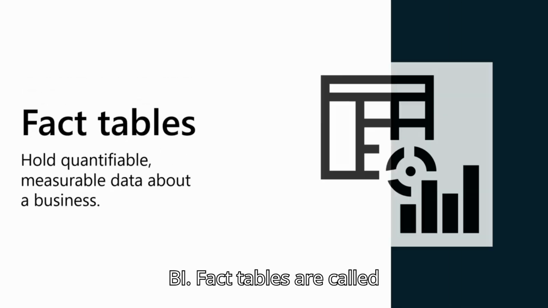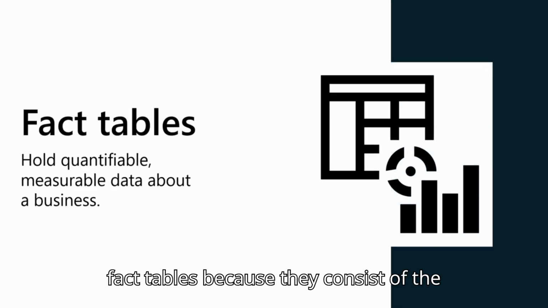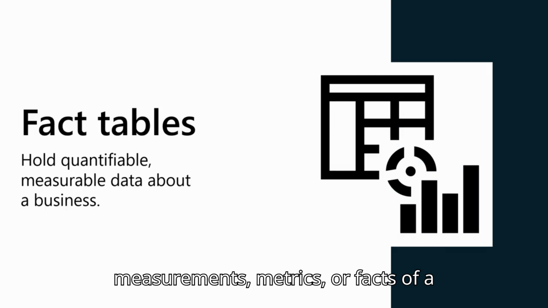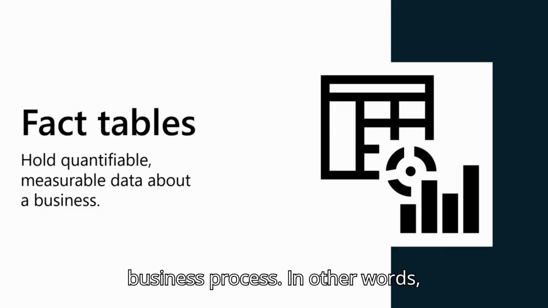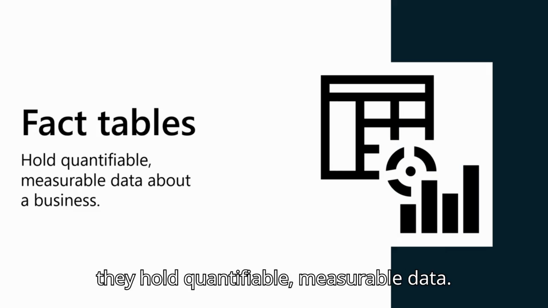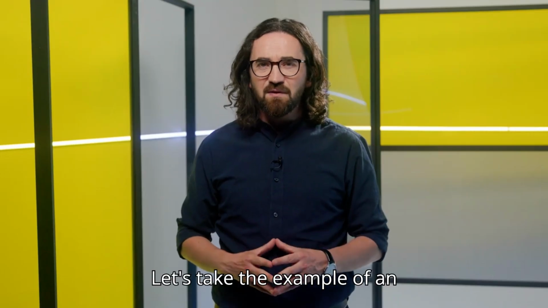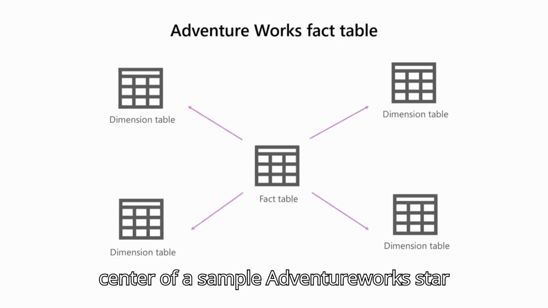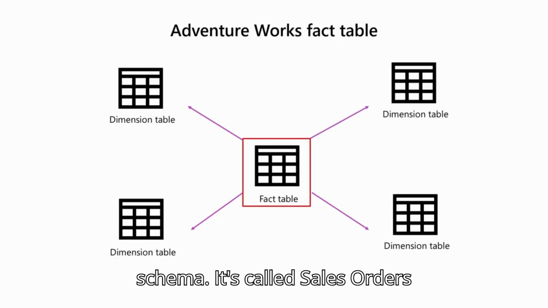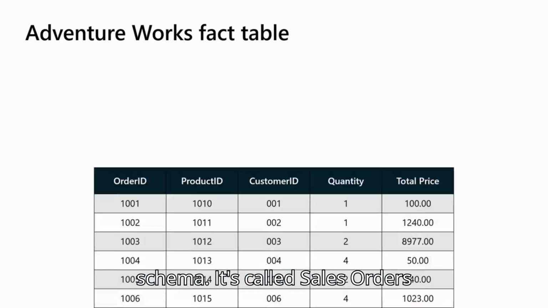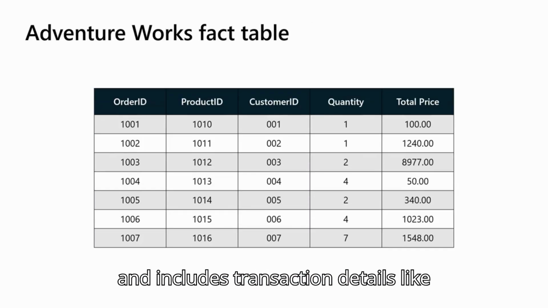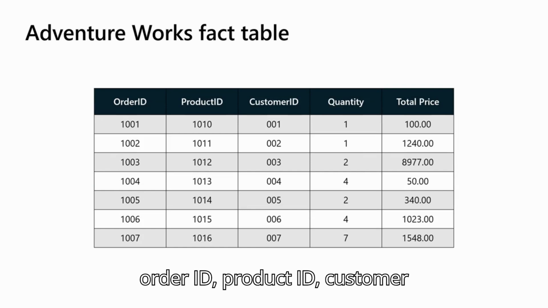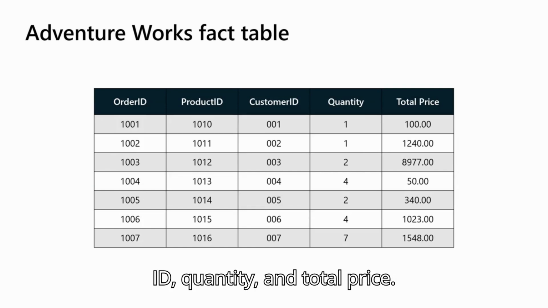Fact tables are called fact tables because they consist of the measurements, metrics, or facts of a business process. In other words, they hold quantifiable, measurable data. Let's take the example of an AdventureWorks fact table. It sits at the center of a sample AdventureWorks star schema. It's called Sales Orders and includes transaction details like Order ID, Product ID, Customer ID, Quantity, and Total Price.